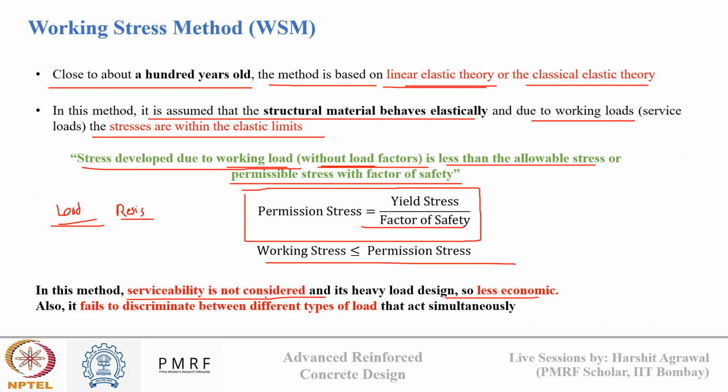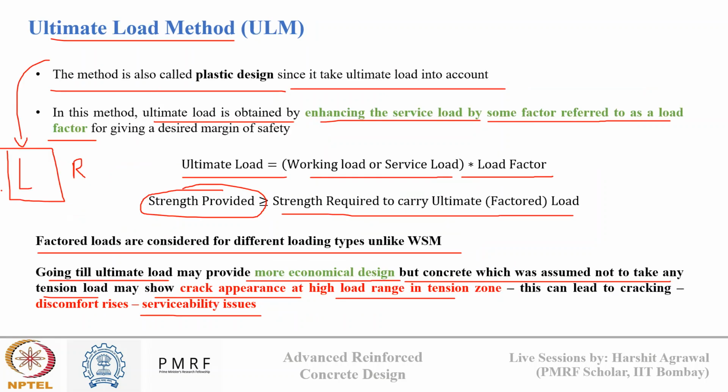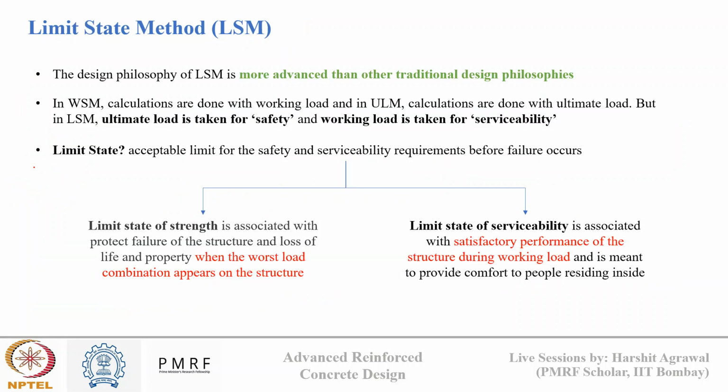So both these methods apply a factor of safety on different parts. The working stress method was applying the safety factor on the resistance part, while the ultimate load method was applying the safety factor on the load part. But both of them are still not taking serviceability, cracking, or deflection in the composite material into account. And that's why we have the limit state method, which is the most modern and followed practice. It is more advanced than any other traditional design philosophy.